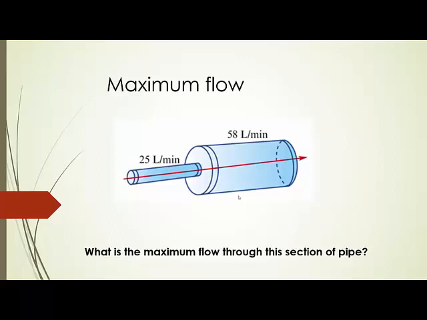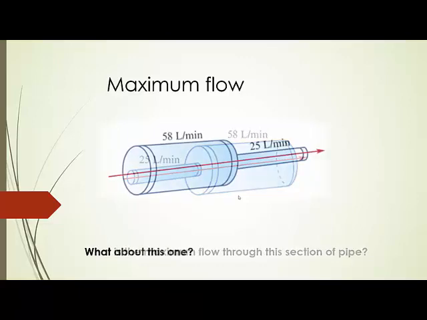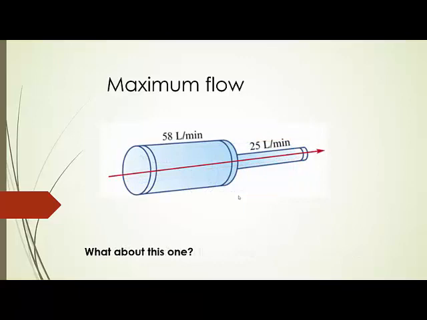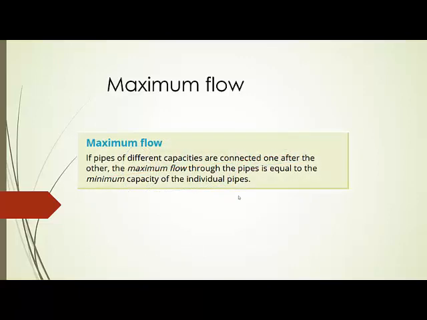So it doesn't matter how big the second capacity is, it won't go more than 25 through that vertex. And the other way around applies as well. You've got 58 going in and 25 coming out. You still won't have more than 25 going through that network. So that's the concept of maximum flow. If pipes of different capacities are connected one after the other, maximum flow through the pipes is what they call the minimum capacity of the individual pipes.